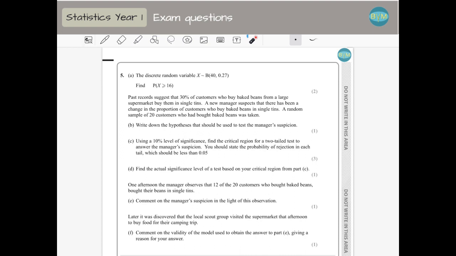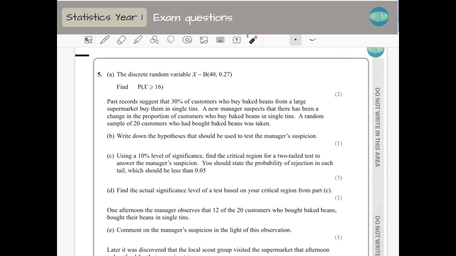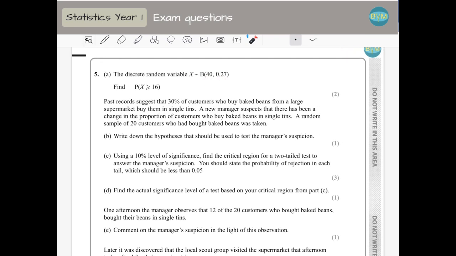Hello, this is question 5 on your AS Edexcel sample paper. It's a hypothesis testing question. So you have a discrete random variable X that is a binomial with p = 0.27, and the first thing they ask us is to find this probability.